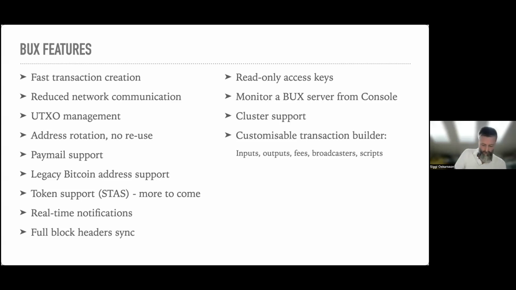We want to build in all token support, and we're not there yet, but we already have support for STAS, because it's a UTXO type of token. So it fits very well with the BUX model. And there's definitely more to come. We're already talking to the guys at Run, and we're looking at other tokens, and we basically want to have BUX be the Swiss Army knife for Bitcoin, so you can do whatever you want there.